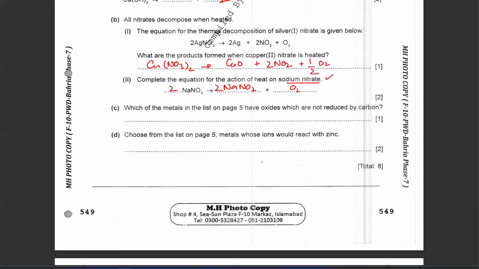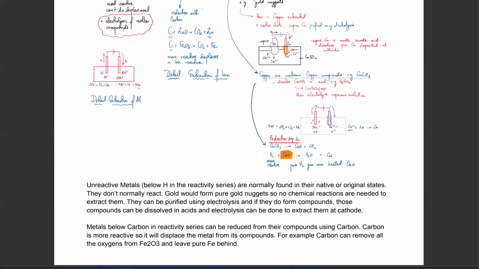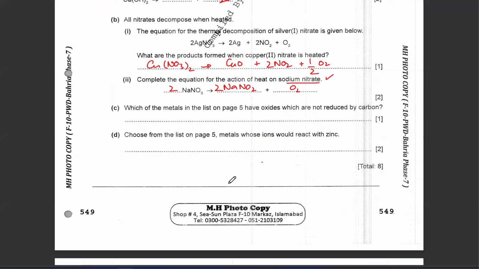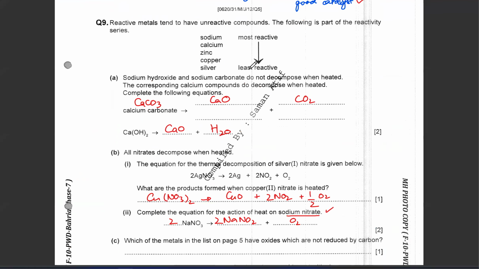Which of the metals in the list, page 5, have oxides which are reduced by carbon, right? So the oxides that can be reduced by carbon are the ones that are lower in the reactivity series compared to carbon. So carbon would be able to take away oxygens from them. If you look over here, carbon is more reactive than zinc, copper, and silver. So for example, if you have copper oxide, carbon is more reactive than copper, so carbon is going to take away the oxygen. It's going to reduce it.